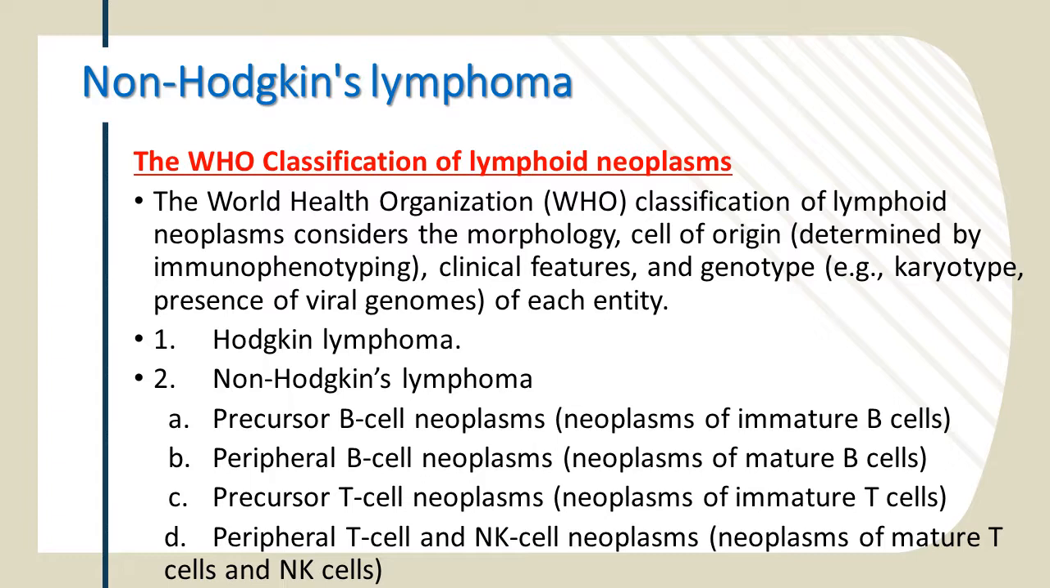The third subtype is the precursor T cell neoplasms, called the precursor T cell leukemia or lymphoma. These are the neoplasms of immature T cells. Finally is the peripheral T cell and natural killer cell neoplasms. These are neoplasms of mature T cells and natural killer cells.